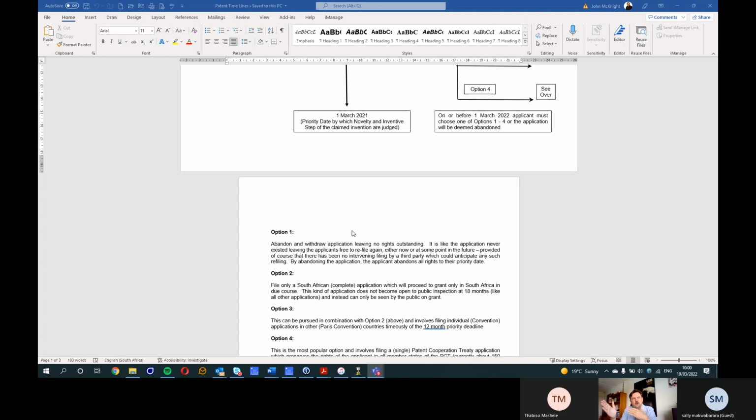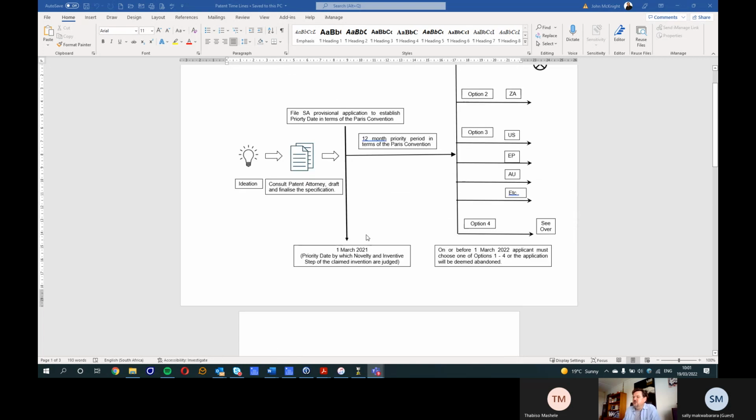So now your priority date is no longer 1st of March 2021. It's the date that you refile it, which would be the 2nd or the 3rd of March 2022. And you better hope that there's been no intervening public disclosures of the technology, because then you have given up rights to your first priority date, you've established the second one, and you hope that nobody has come onto the platform in that meantime, because then they would anticipate you, right? So you can do that, provided, of course, that there's been no intervening filing by a third party, which could anticipate any such refiling. By abandoning the application, the applicant abandons the rights to their initial priority date.